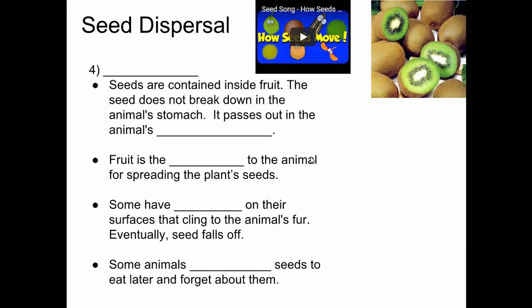One of the most common means of seed dispersal is by animals.